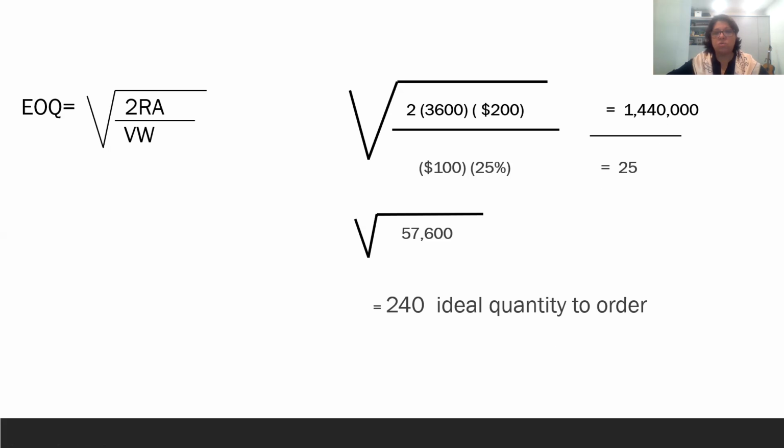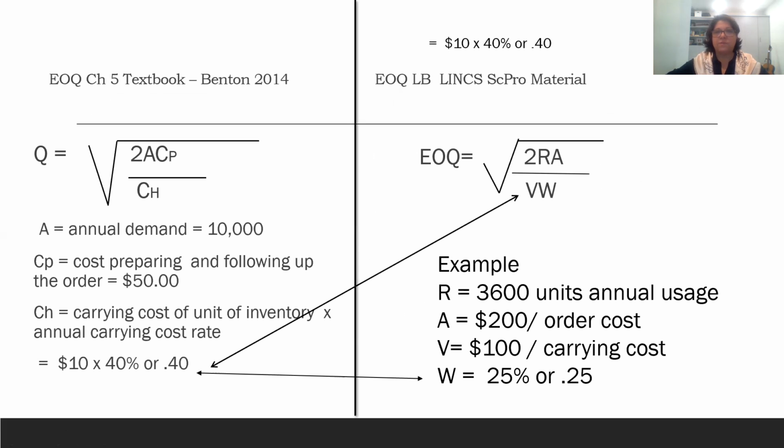Now, we use the square root because you want to bring the number back to its root. If you think about it, 57,600, it's a lot. But when you square root the number, you'll see that it's only 240.